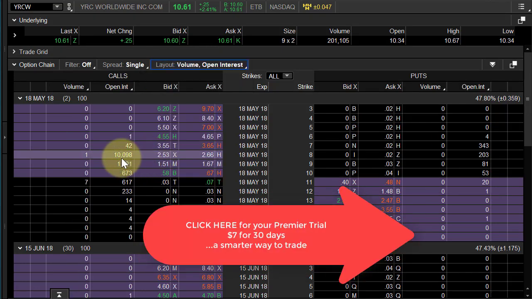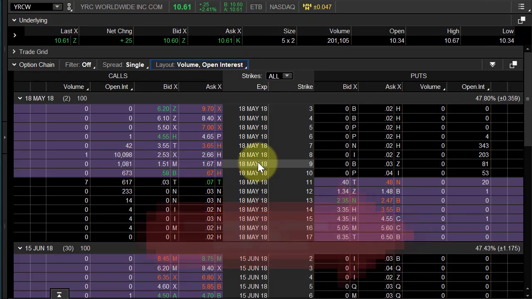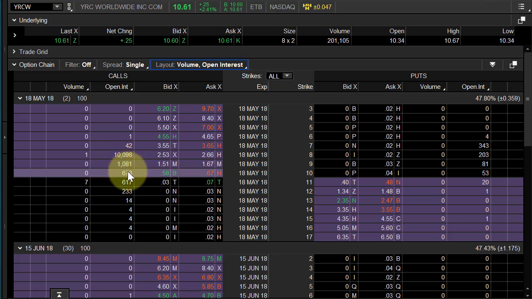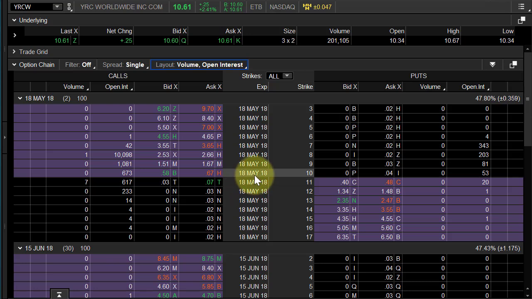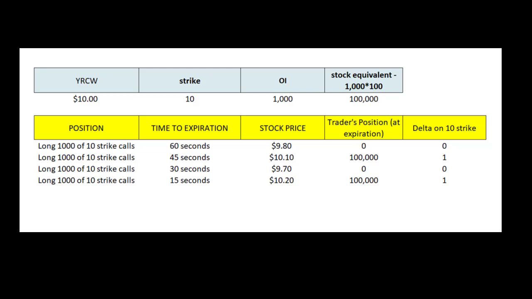YRCW, you can see on the 8 strike, the open interest is 10,000. Now, for this example, I preferred that 10,000 to be on the 10 strike because YRCW is trading at 10.60. So let's use our imagination and pretend those 10,000 open interest contracts are actually on the 10 strike. So I made a little Excel spreadsheet. YRCW, 10 strike, open interest 1,000, not 10,000, 1,000 in this example.